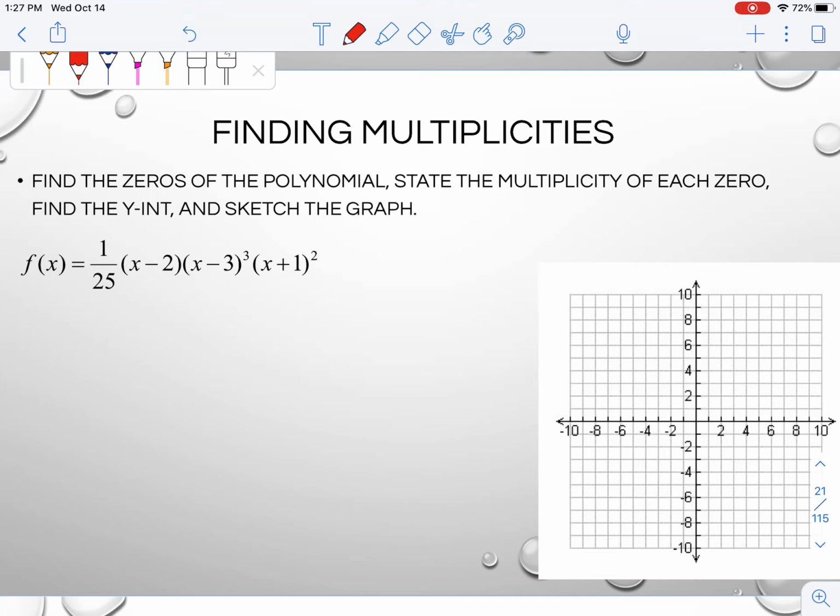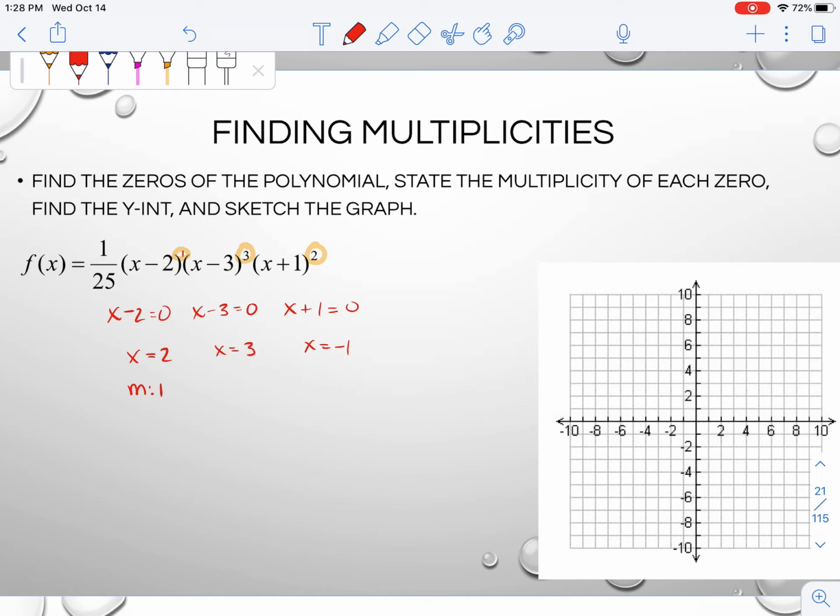So I can set each factor that contains a variable equal to 0. So here I'm going to get x minus 2 equal to 0, x minus 3 equal to 0, and x plus 1 equal to 0. And when I solve, I'm going to get x equals 2, x equals 3, and x equals negative 1. Now, if you'll notice, each of my factors here has a multiplicity. Where it's not written, it's assumed to be 1. So the exponent of each factor gives me the multiplicity.